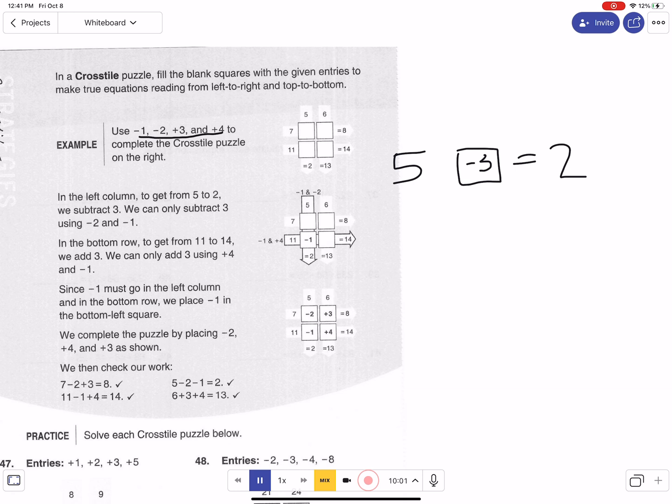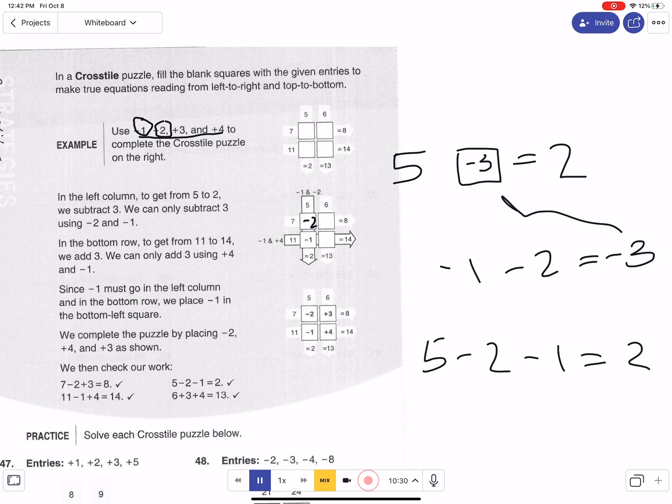But there are 2 blanks there. So we need to think, what 2 blanks? We have a -1 and we have a -2. -1 minus 2 equals -3. And that's what we want, right? So -1 and -2 are supposed to go in the boxes. We can put -2 here and -1 there. So 5 minus 2 minus 1 should equal 2. Is that right? 3 minus 1 equals 2. So that first column is correct.